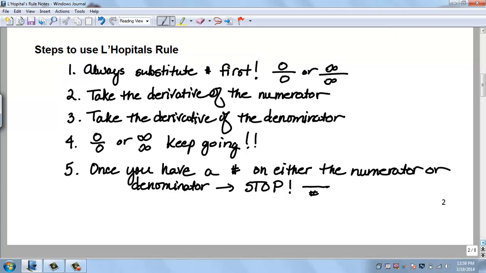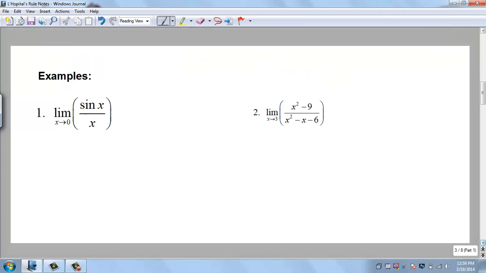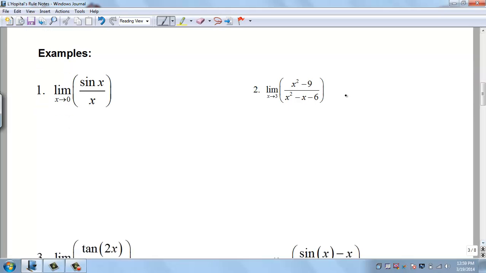Now, basically, the way to understand this is to practice this. So let's practice with some examples, and follow my steps, and you'll see how cool this is. Now, these are the two examples that I had shown you before. So we're going to do these with L'Hopital's.